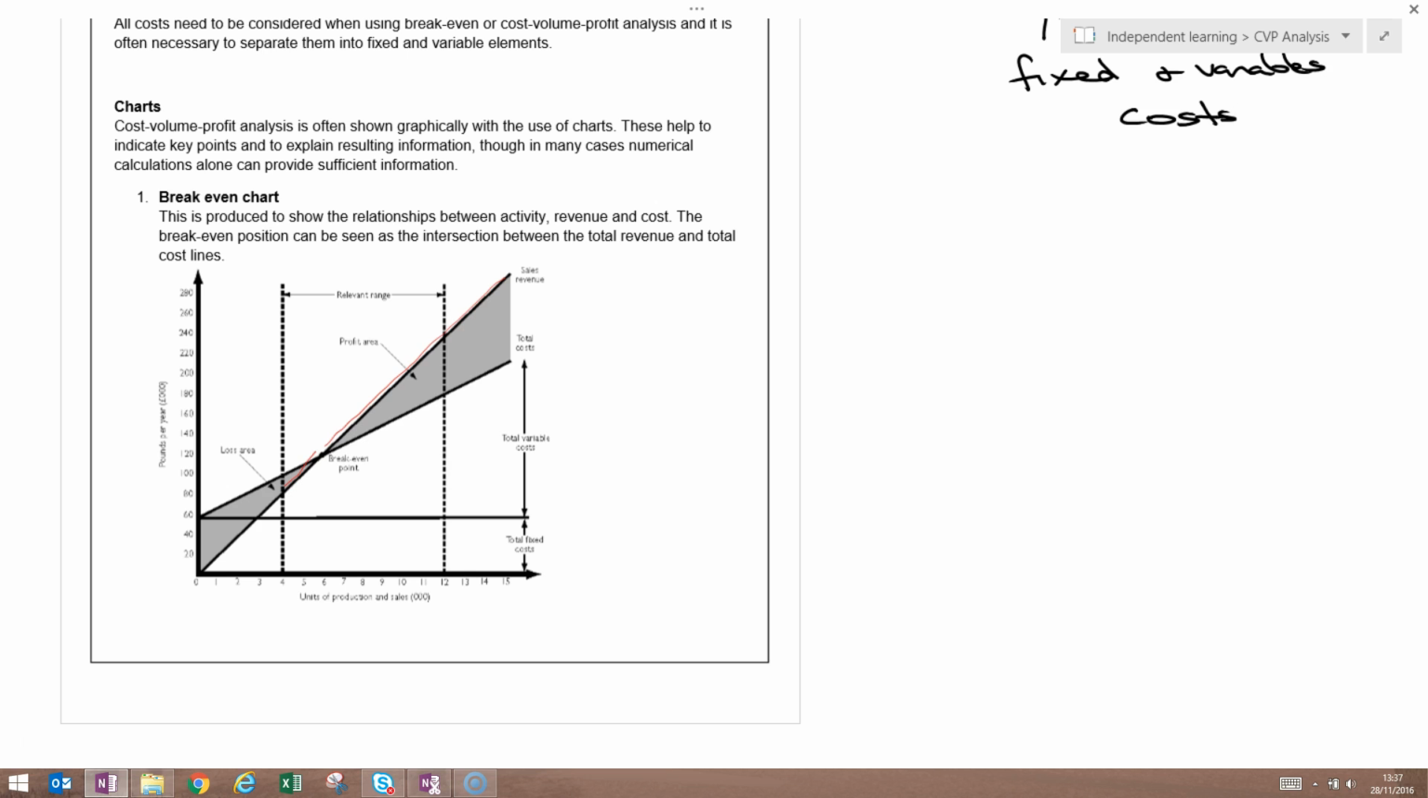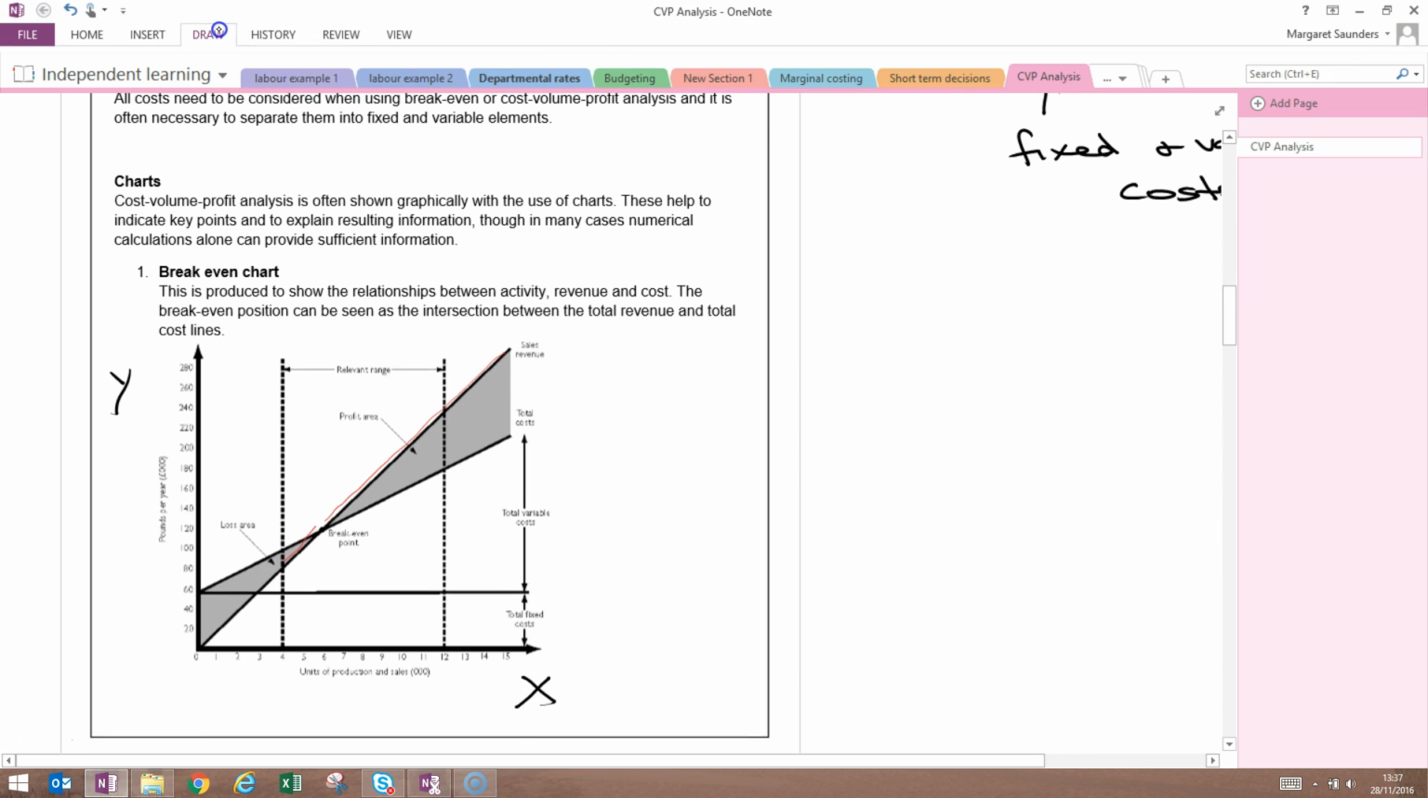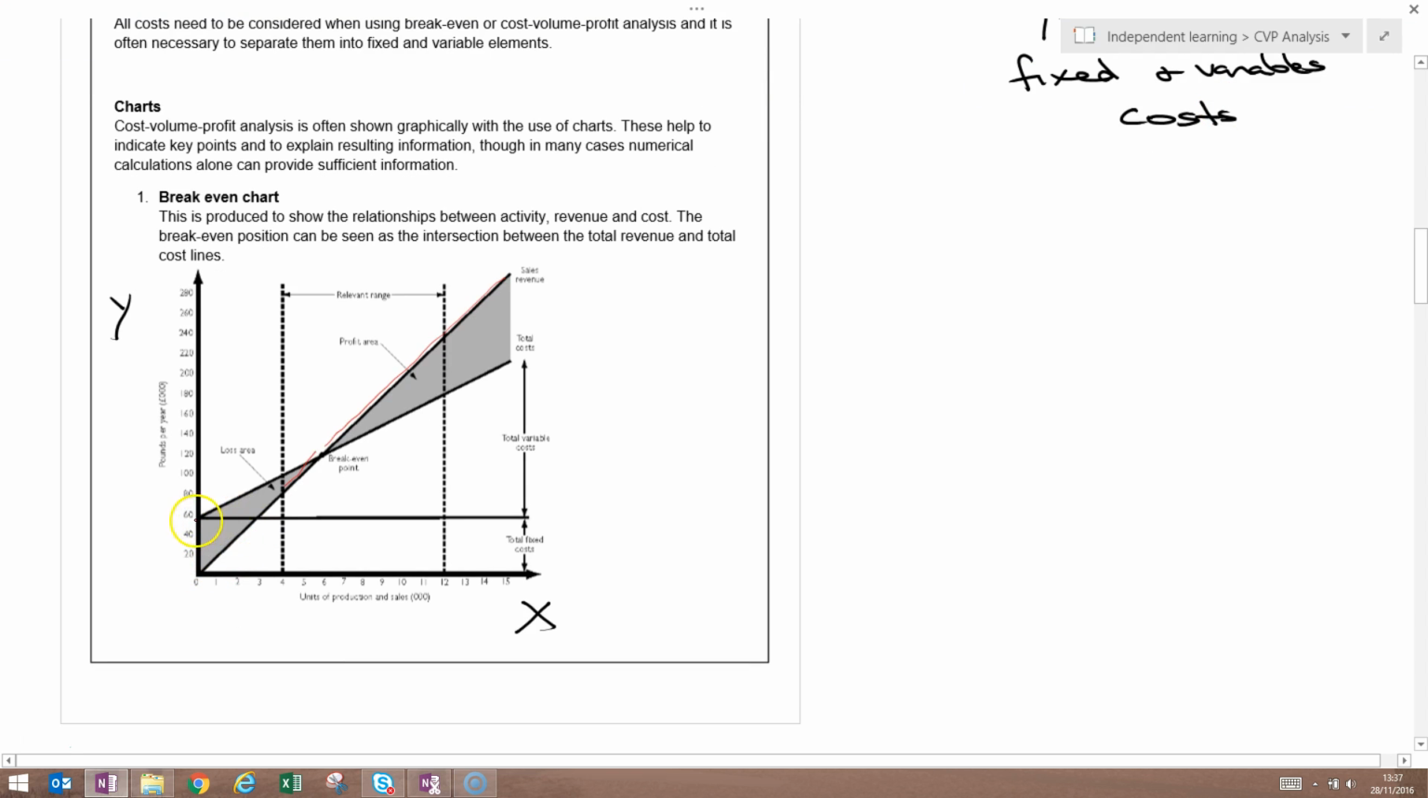So we have our break-even chart. On the x-axis we have units. This is units of production and also units of sale. On the y-axis we have values. So this represents values of production and values for sale. Now we put three lines onto the break-even chart. The first line is the fixed cost line, and this is the horizontal line. So we've got this line here. So we'll go over it in red. So there's the fixed cost line.